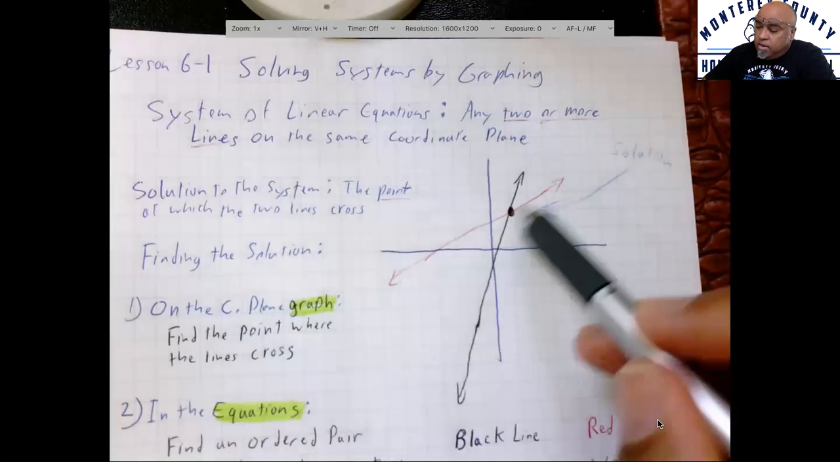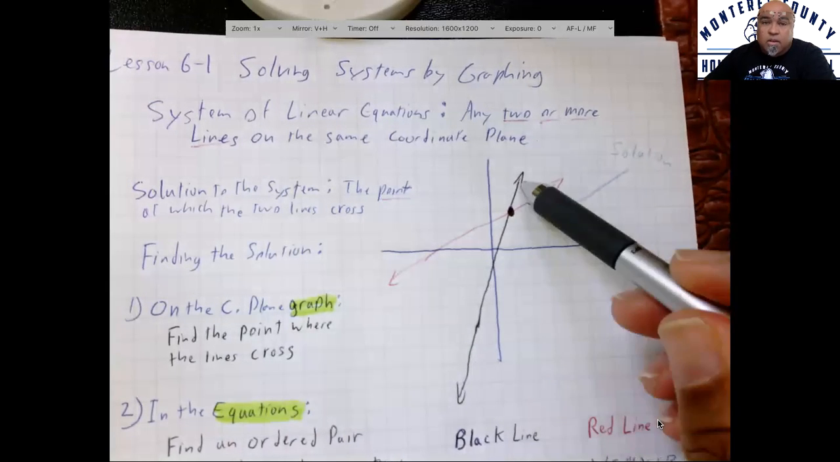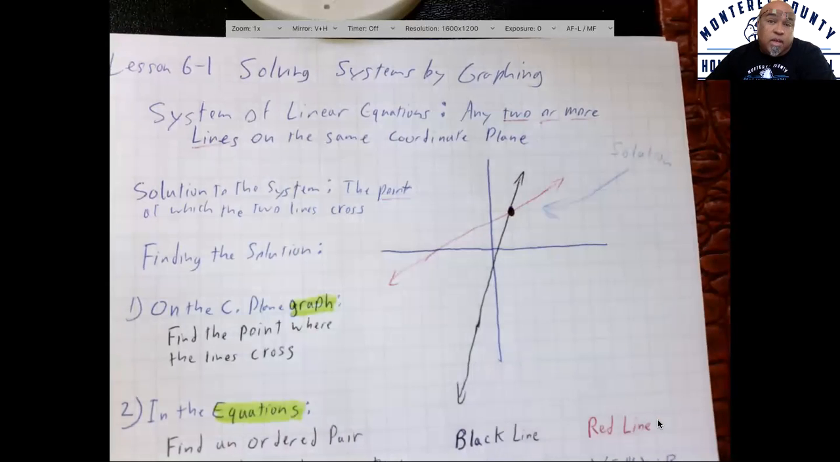See how I have a red line and I have a black line here on a coordinate plane. That is a system. That's all it means. If I had 3 lines or 4 lines or whatever on the coordinate plane, then that would also be a system, but it's a minimum of 2.